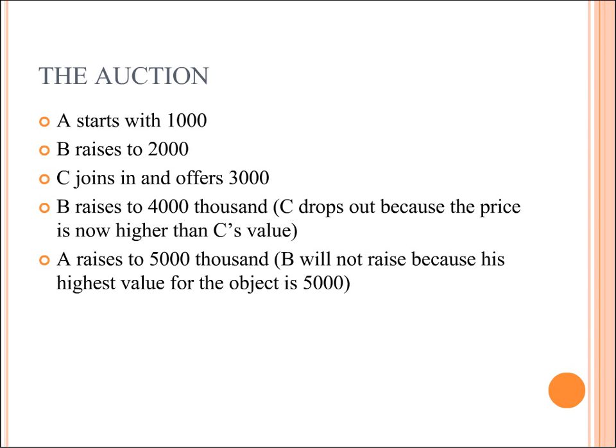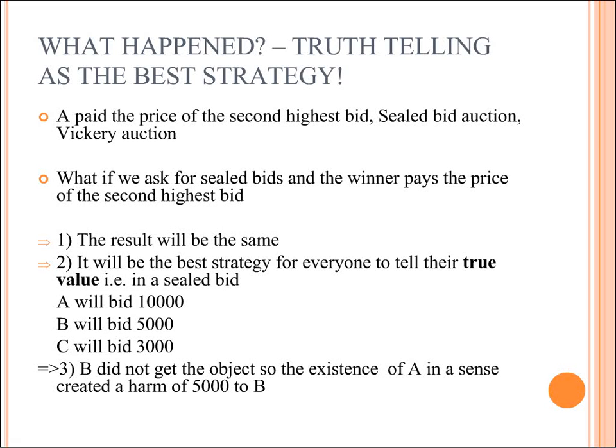Now let's look at and think about what happened in this auction. What actually happened, and think it through carefully, was that A paid the price of the second highest bid. A was willing to pay 10,000, but in the auction he ended up paying 5,000, and that is exactly the same as the second highest bid. And there is another auction format which is known as the sealed bid auction, or another term used for it is the Vickrey auction.